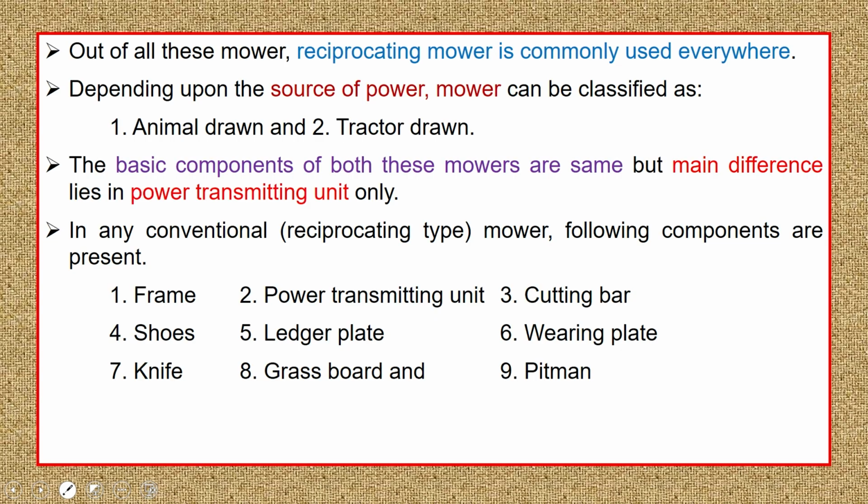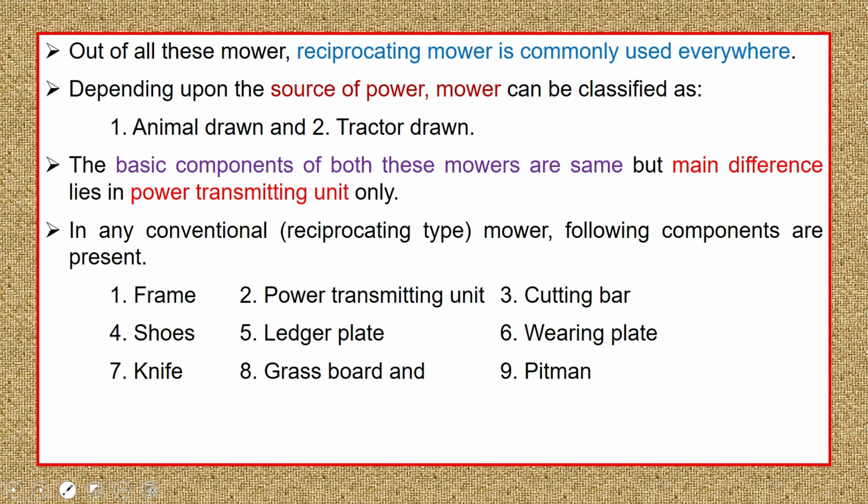Depending upon the source of power, the mower may be an animal drawn type or it may be a tractor drawn type. In both cases, the basic components remain the same. There will be no change. The only difference between the animal drawn mower and the tractor drawn mower is the power transmission unit, the way of transmitting power and supplying that power to the cutter bar, where reciprocating motion is involved to cut the crops.